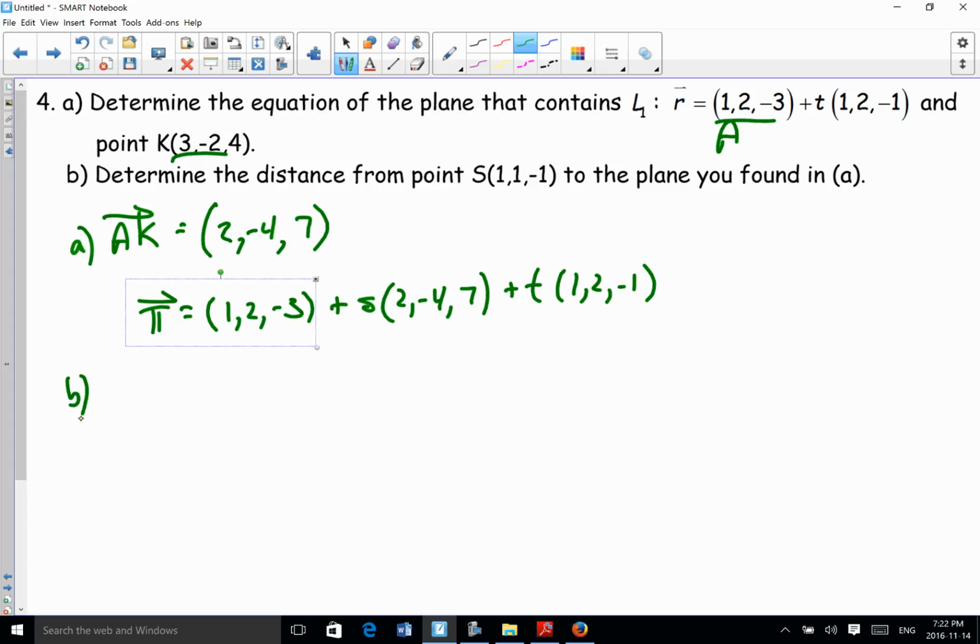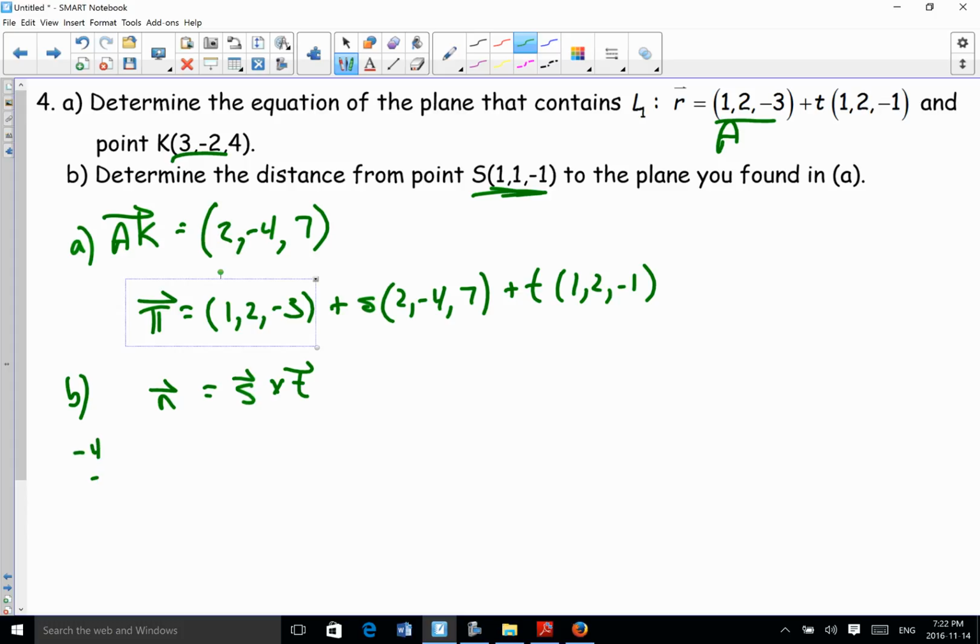Okay, part B, we want to find the distance from S to the plane that we found. Well, the unfortunate part with the plane that we found right now is it's not a great form for distance. So we want to figure out the Cartesian form of that plane. For a Cartesian, we need a normal. Our normal is S cross D.